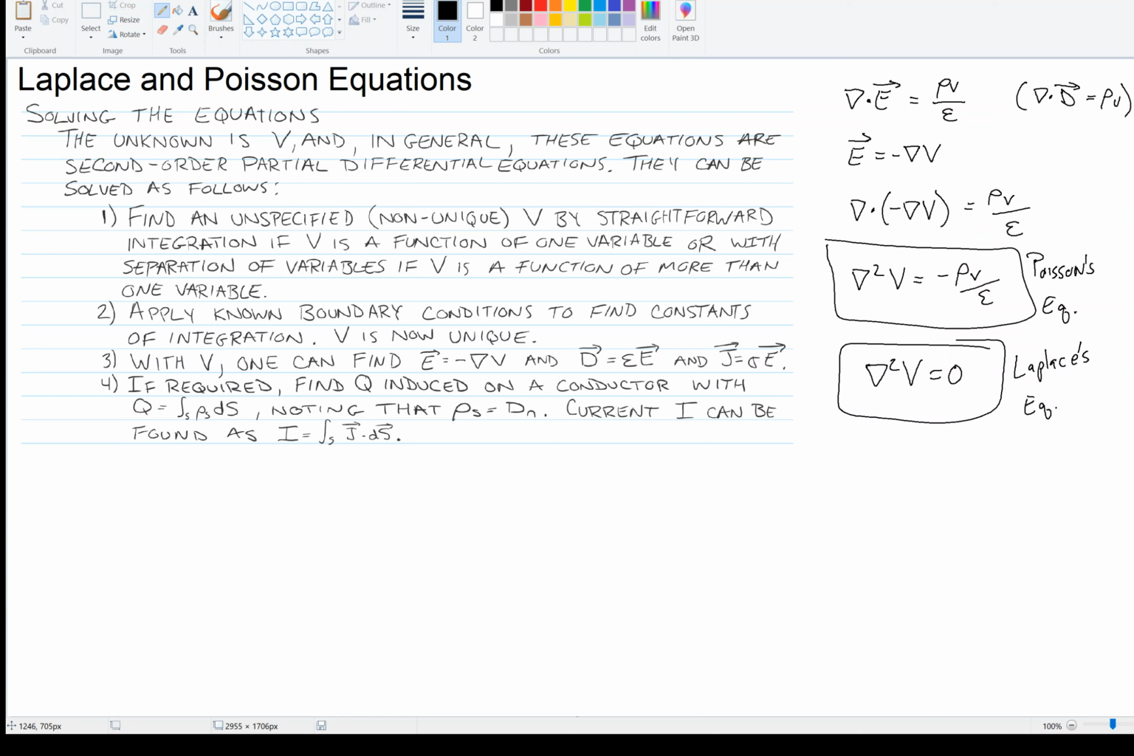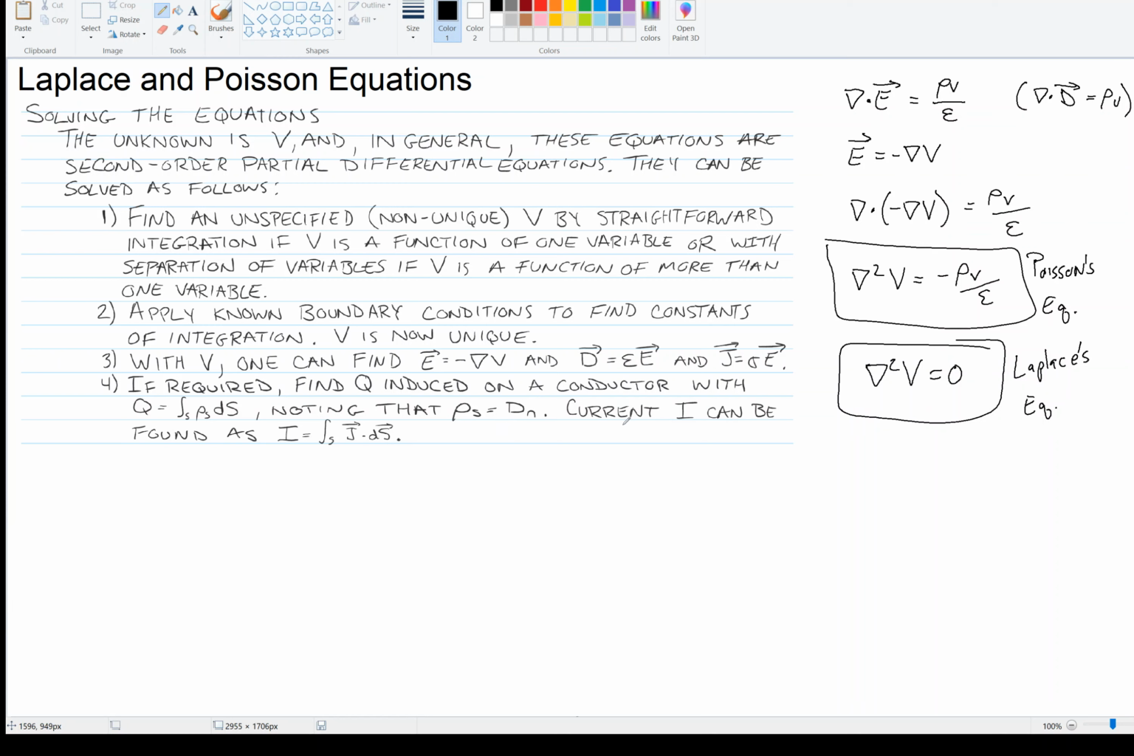Now point 3, with V fully specified, we can find the electric field by noting that the electric field is the negative gradient of V. Then we can get the electric flux density if we want, since that's epsilon times the electric field. We can also get the current density, since that's the conductivity of the material times the electric field. And then point 4, if required, we can find Q induced on a conductor, with Q equal to the integral over the surface of the surface charge density, noting that the surface charge density is equal to the normal component of the electric flux density. That came about in the previous video when we talked about boundary conditions. On a conductor, the surface charge density is equal to the normal component of the electric flux density.